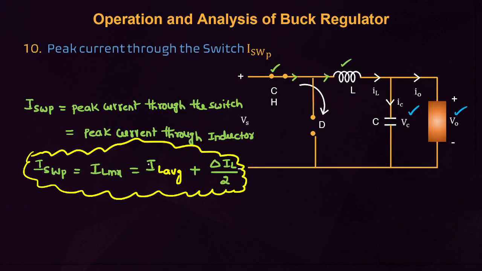Next, what is the peak current through the switch? Very, very important, 5-star gunshot formula. In a buck regulator or step down chopper, the peak current through the switch is equal to the maximum inductor current. That is IL average plus delta IL by 2.